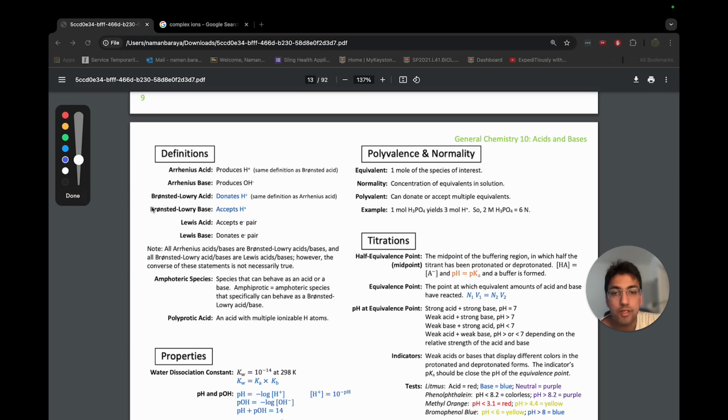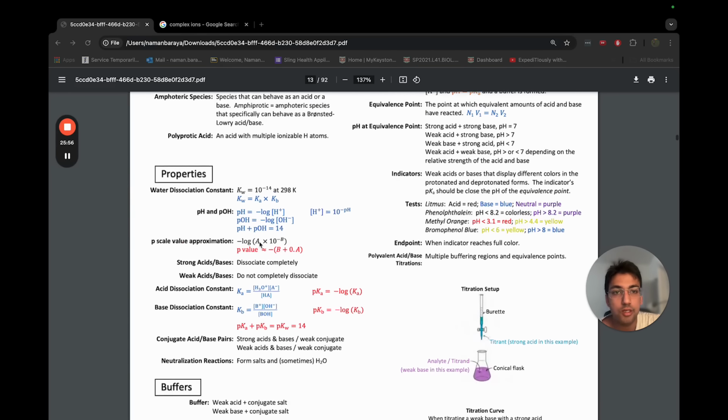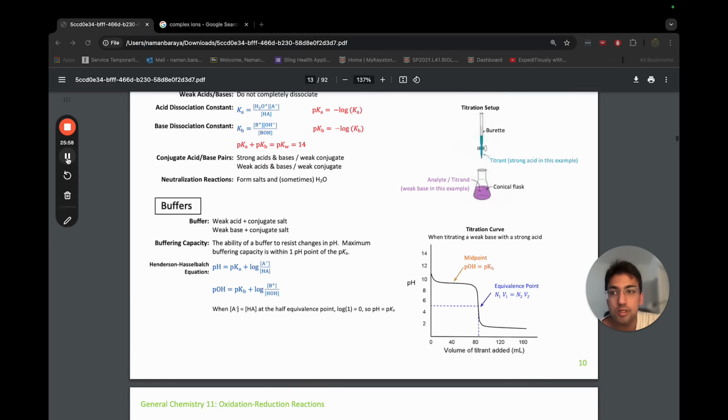All right, now we have titrations. So titrations is something you've talked about in chemistry lab already. You have half equivalence point, which is what I just mentioned. You also have equivalence point. Equivalence point is the point at which there's equal amounts of acid and base. So this is the equivalence point over here. It's a very important point for you to know, and it's basically halfway through the downward trajectory of that.